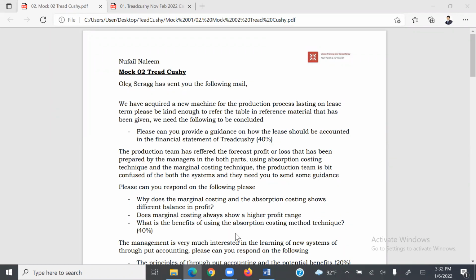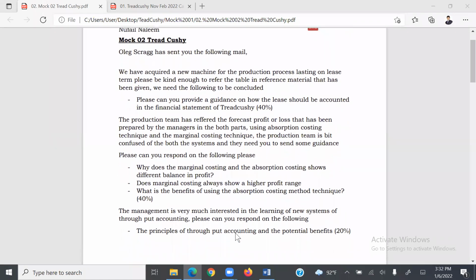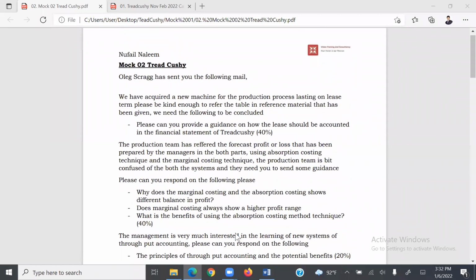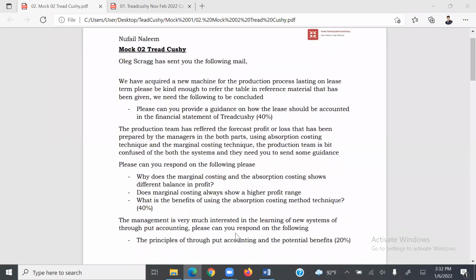Okay, so mock number 2, students, we can start working on this. Ready, students, shall I start working? Can I get a Y in the chat box if you are ready, please? Thank you very much, students.